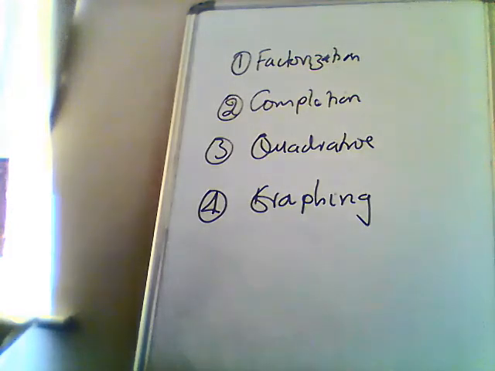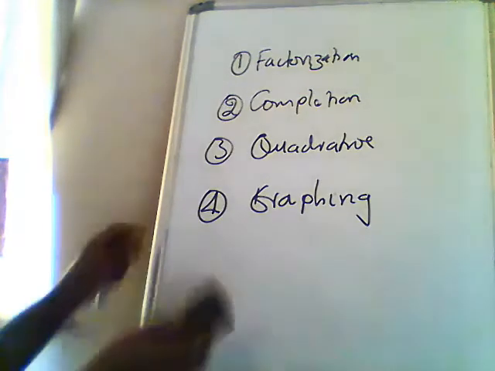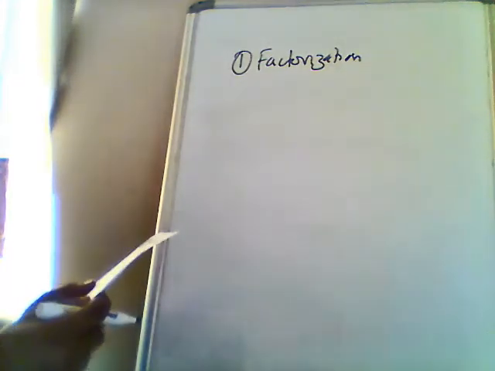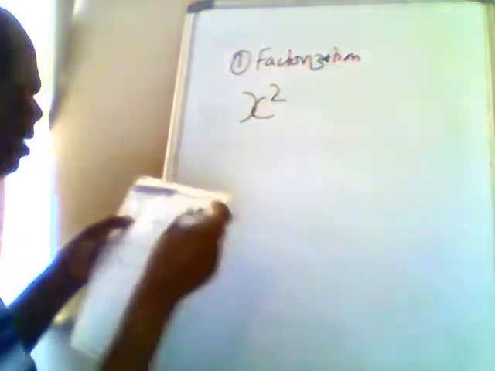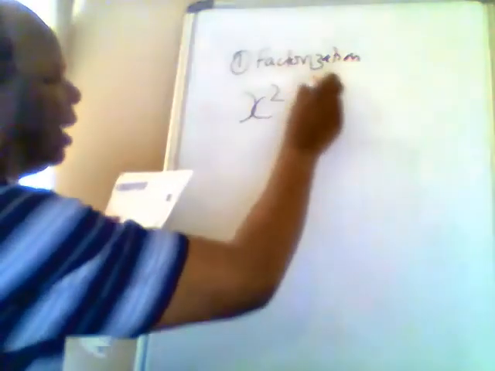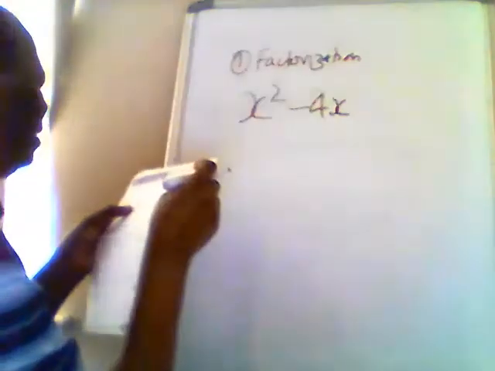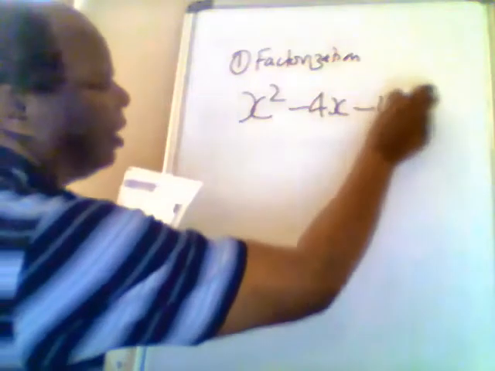So we are going to start with the factorization method of solving quadratic equations. To do that, we're going to use one of the past paper exam questions. In this question, all they say is: solve the equation x squared minus 4x minus 12 is equal to 0.